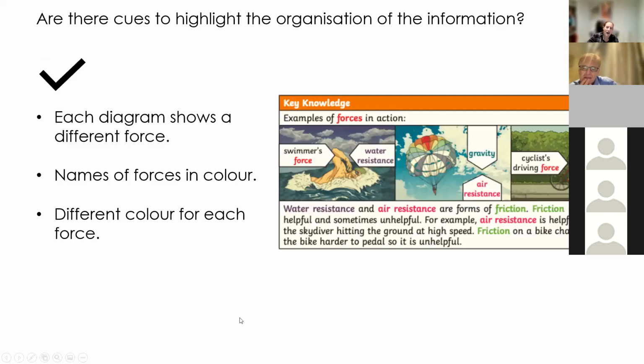Okay, so A, I actually thought A was pretty good at this. Each of those 3 diagrams there is showing a different force, so it's organising the information. We've got names of the different forces in different colours, and that's shown also on the diagram as well and in the text, so we are signalling there. And yeah, different colour for each force. So air resistance is pink, so I can see that in the text and I can see that on the diagram as well. So I thought that one was pretty good.